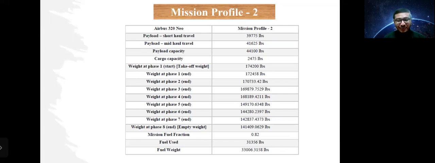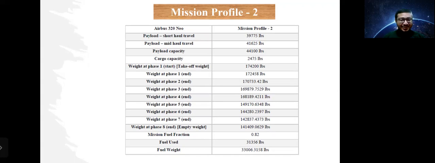So it is actually 141,409.0629 pounds. And in the aircraft specifications, the empty weight was 141,800 pounds. So the difference is very minimal, and that difference is due to the values we neglected, the values after the decimal points. So it can be deemed that the calculation was correct, and that is why we got the empty weight as precisely as this.